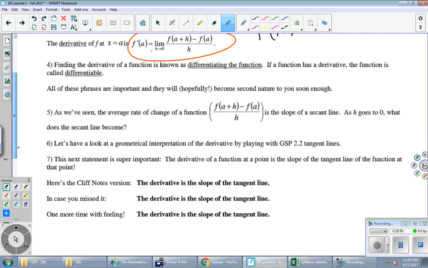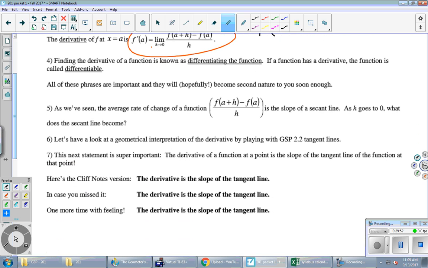Number 5, we have already seen today and in earlier days that this fraction is the slope of a secant line, and it is the average rate of change of a function. And when we slap that limit as h goes to 0 in front, the slope of a secant line becomes the slope of the tangent line. So we can have a quick geometrical look at that slope of tangent line thing. It will probably look kind of familiar.